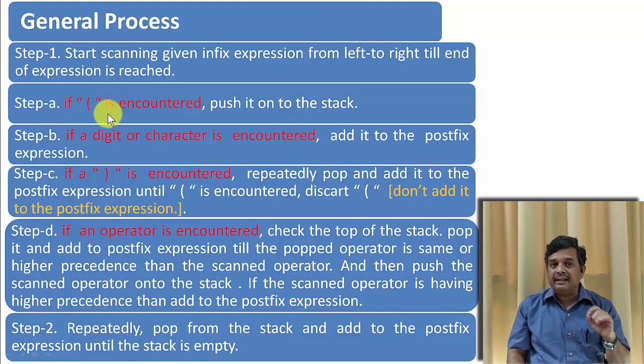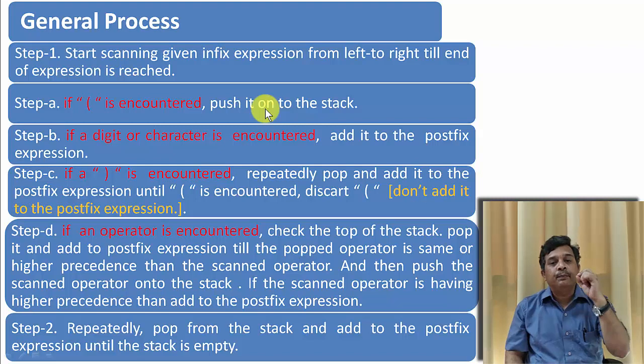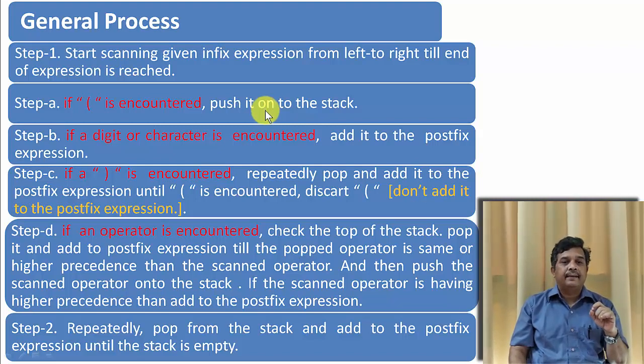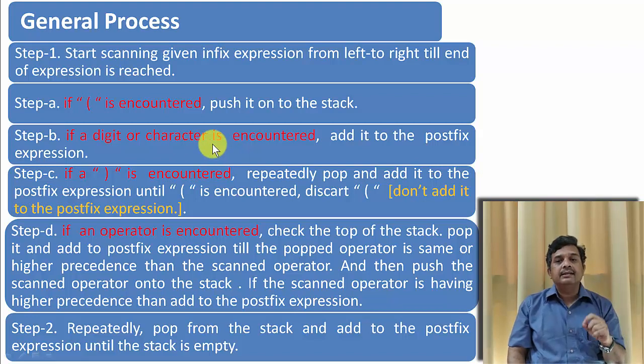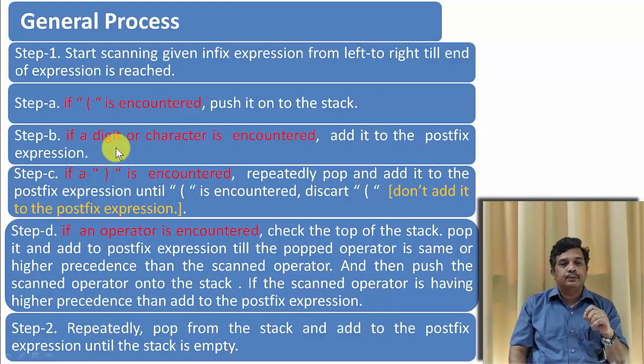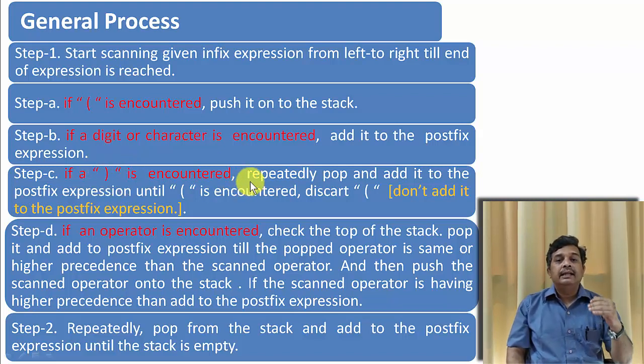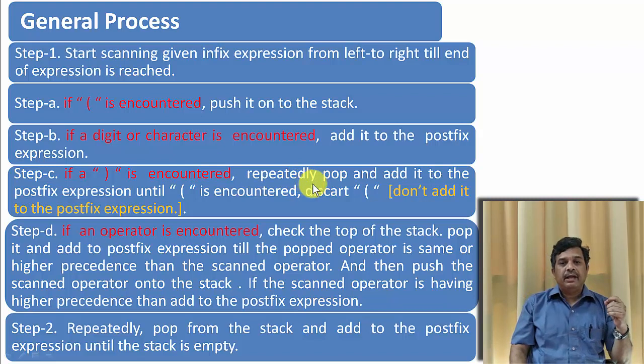If a left parenthesis is encountered, we have to push it onto the stack. If a digit or a character is encountered, then we add it to the postfix expression. If a right bracket is encountered, then we repeatedly pop and add to the postfix expression until the left bracket is encountered. And whenever the left bracket is encountered, we discard this bracket.